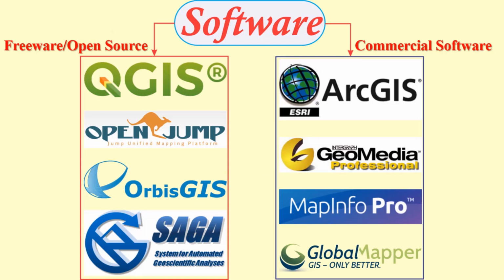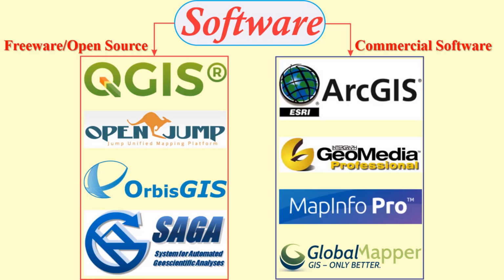The next component is software. GIS software can be classified into different groups. The first two are freeware or open source software and commercial software. Free software is software which can be obtained free of cost. Open source software is also available free of cost, but the advantage of open source is that the source code is also available with it. The code can be modified or edited by the user for their specific needs.